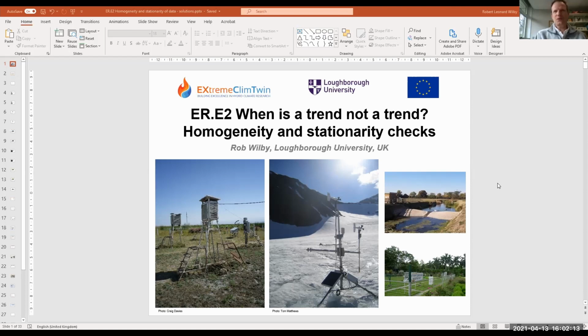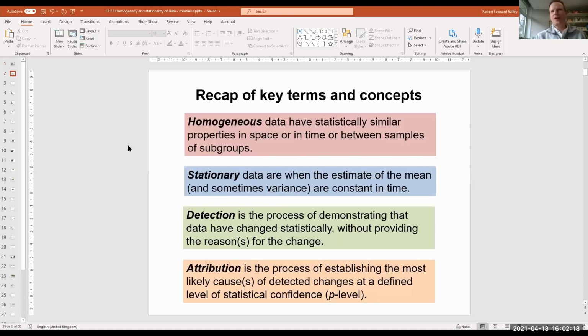So this morning we covered 4 key concepts. This idea of homogeneity, which in my non-statistical world I define as a data set where there's consistent methods of measurement, consistent instruments, consistent observers, and so forth. So we're looking for homogeneous records with which to discern signals in the environment.